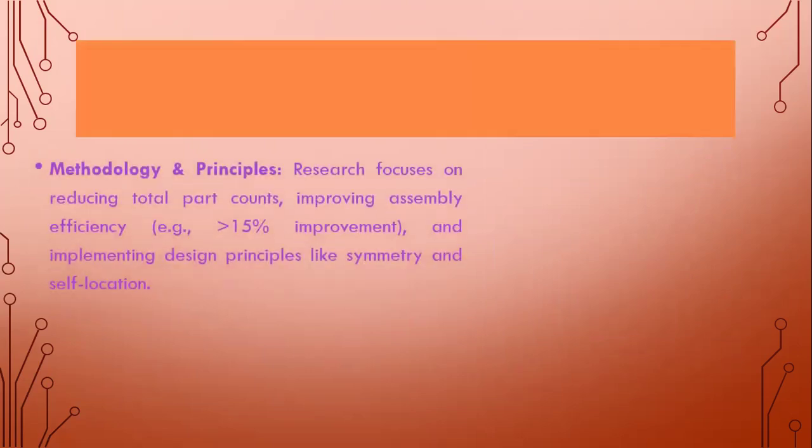Let us discuss the common core areas for research. First, let us consider methodology and principles. So the research mainly focuses on reducing the total number of component assemblies. That will improve the assembly efficiency, and also while implementing the design principles, say symmetrical geometry and easy self-locating parts. So these are the core themes of design for manufacturing and assembly.